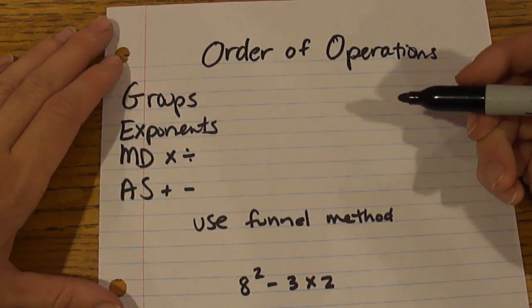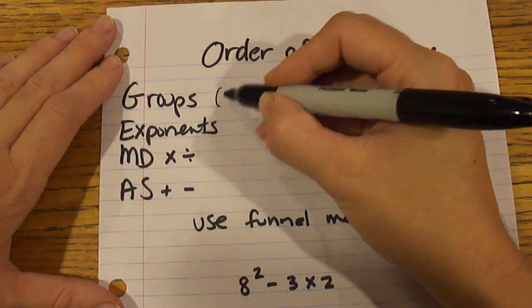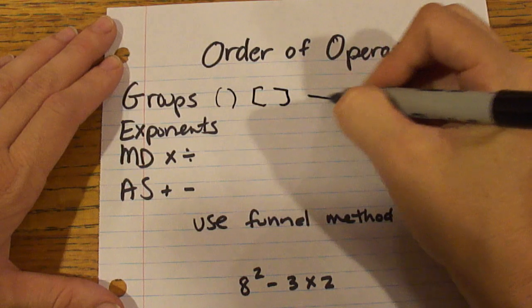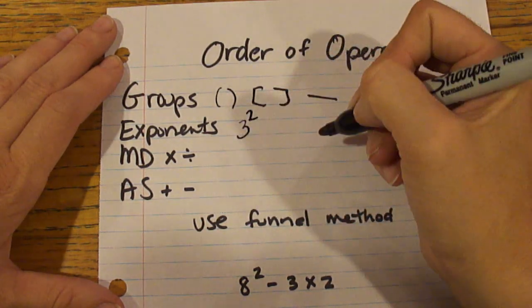The order of operations is a way that we can operate on number sentences and always get the same answer as everybody else. It tells us to always do groups first. Those are parentheses, brackets, the fraction bar. Exponents are next. Those are the same as powers, like 3 to the second.